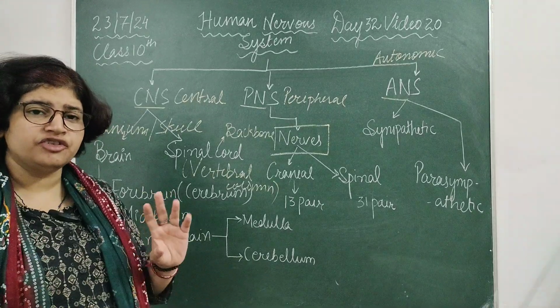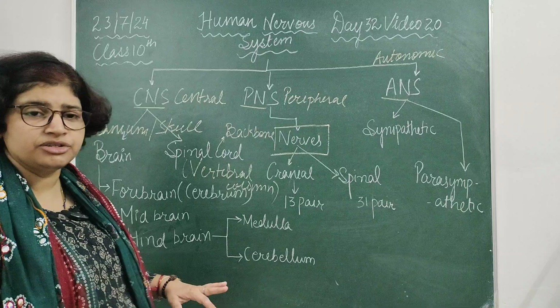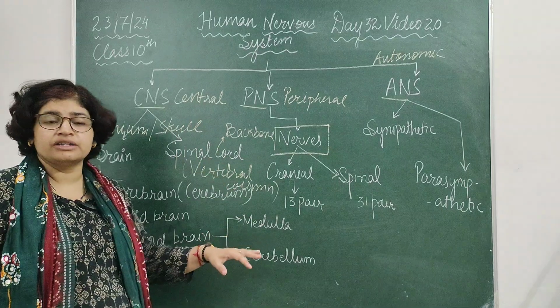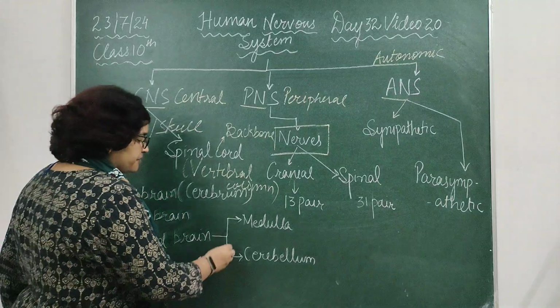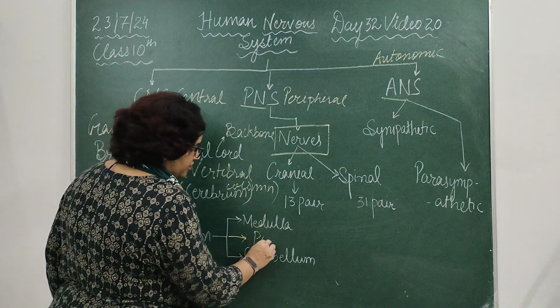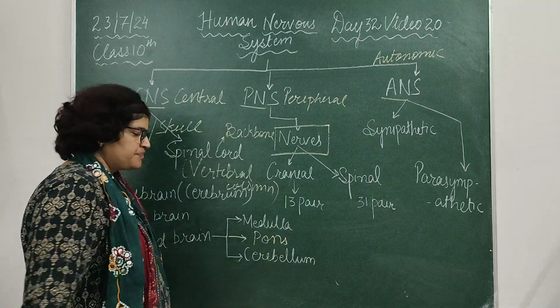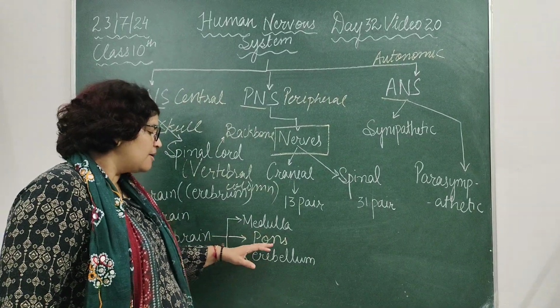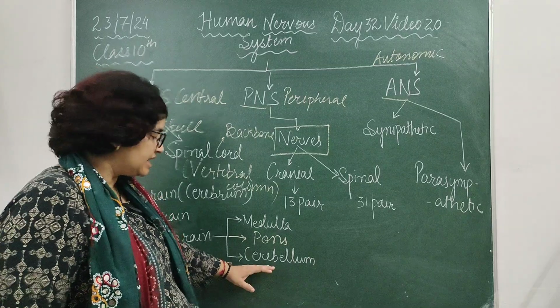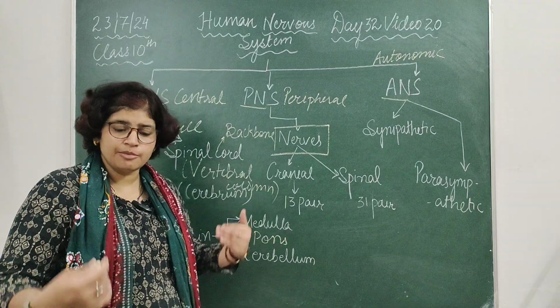Hindbrain has basically three parts. The third part is not mentioned because we are studying human nervous system according to the NCERT syllabus. So I will display here another one, that is the pons. Okay, there are mainly three parts of the hindbrain: medulla, pons, and cerebellum. Cerebellum is meant for maintaining our posture.